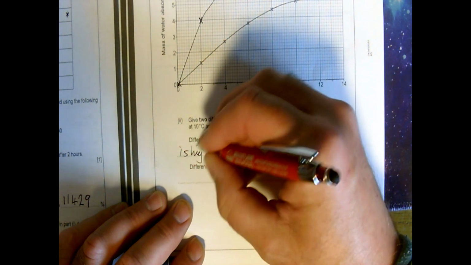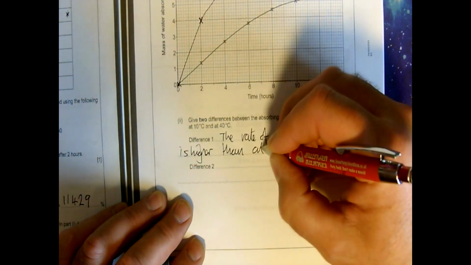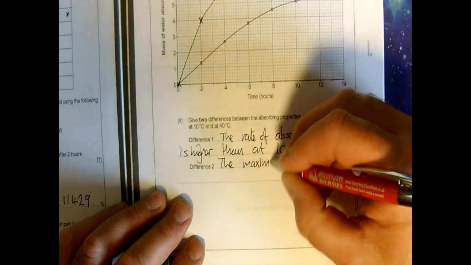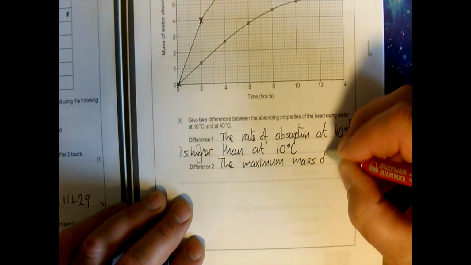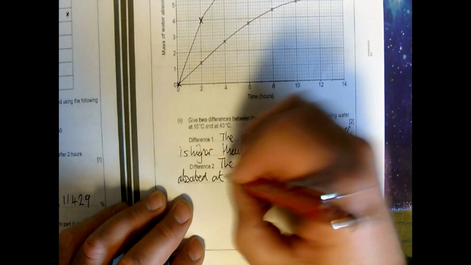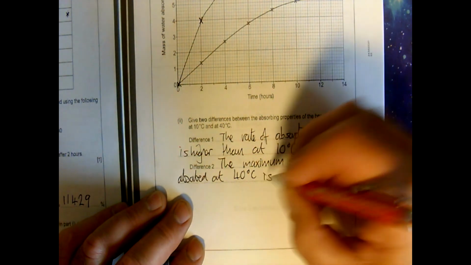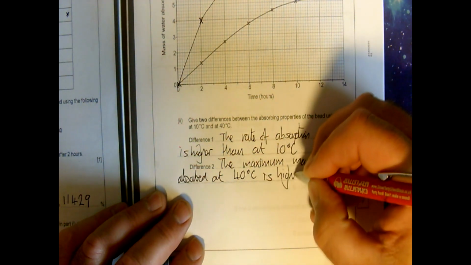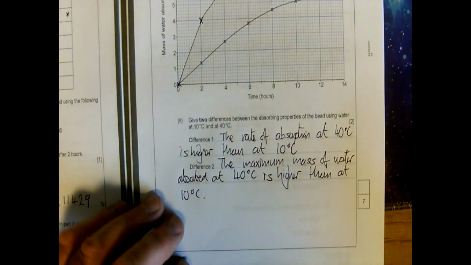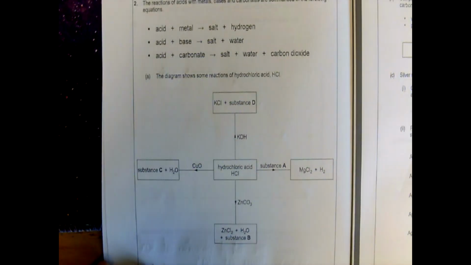So the rate of absorption at 40 degrees Celsius is higher than at 10 degrees Celsius, and the maximum mass of water absorbed at 40 degrees Celsius is higher than at 10 degrees Celsius. Okay, so we move on.